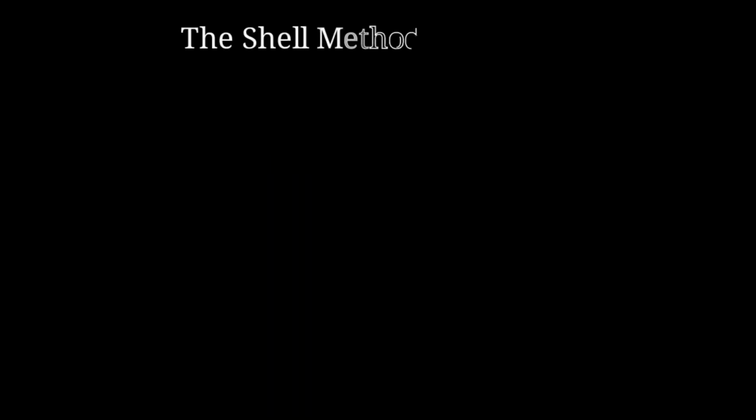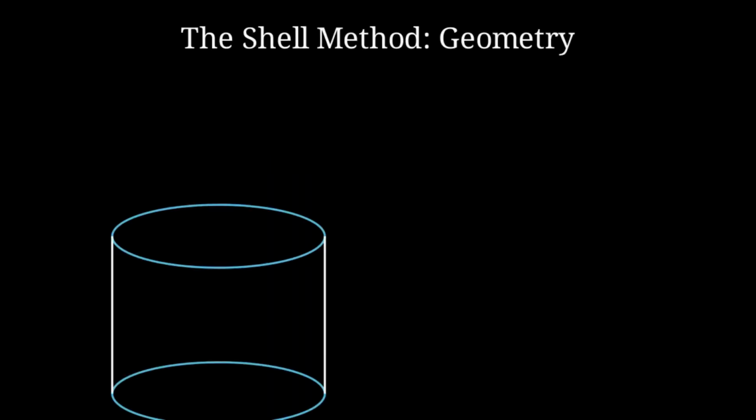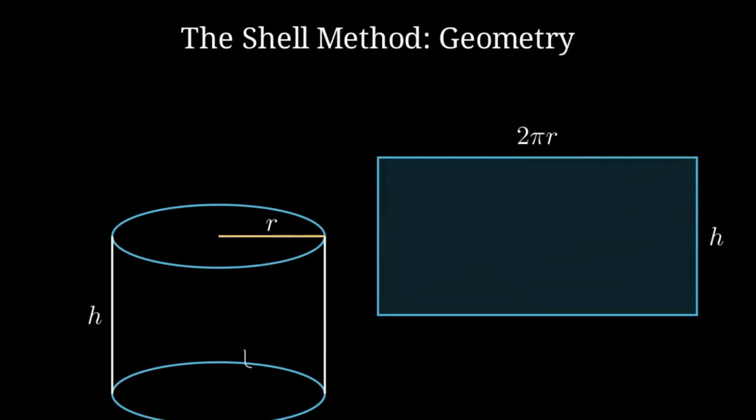The shell method takes a different approach. Instead of slices perpendicular to the axis, we use thin cylindrical layers parallel to the axis. Imagine an onion. As you peel each layer, you have a thin sheet. If you unroll that sheet, it becomes a rectangular prism with a volume of circumference times height times thickness.